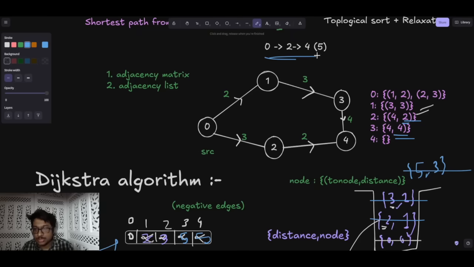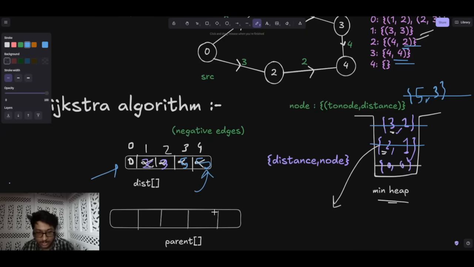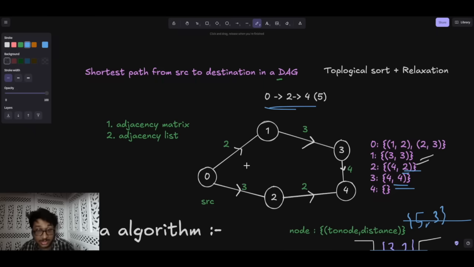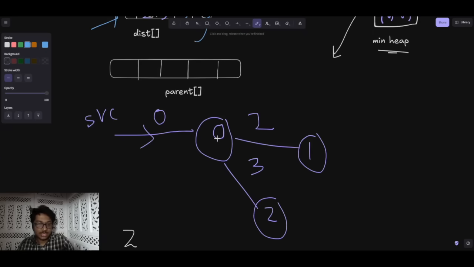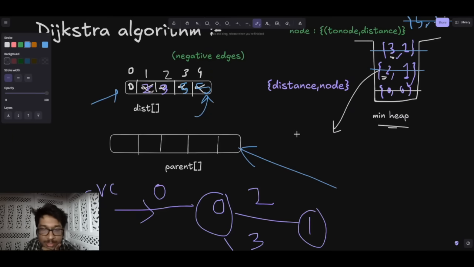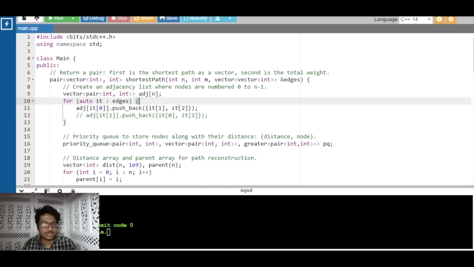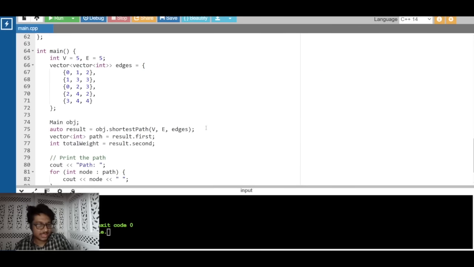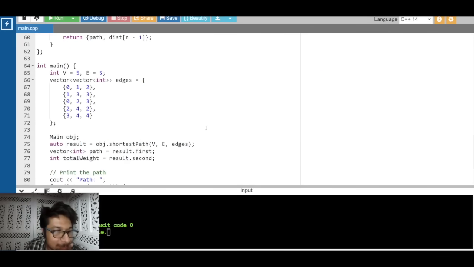So 0 to 4, the distance is 5. You can see here it's written 5 over here. So from source to 4, the distance is 5. Done. But one more thing is pending, which is how do you check the parent array? Parent array checking is really easy. You just have to keep track of its parent. It's better to explain it to you in the code. It's really easy by the way.